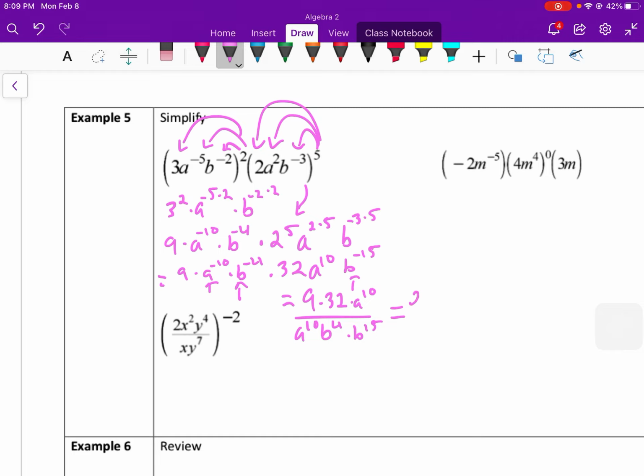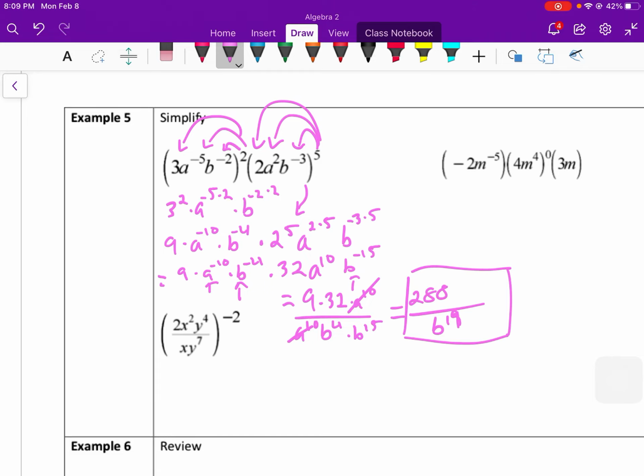So 9 times 32 simplifies to 288. We have some bases in the numerator and denominator, so a to the 10th over a to the 10th will reduce. And then we want to add these exponents in the bottom because it's a product, so over b to the 19th. So this will be our final answer here.